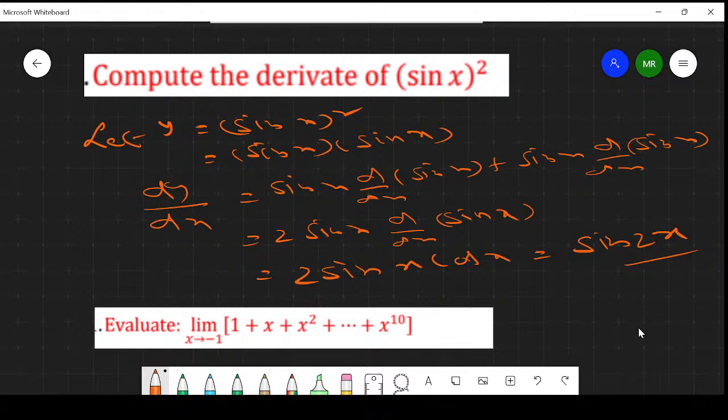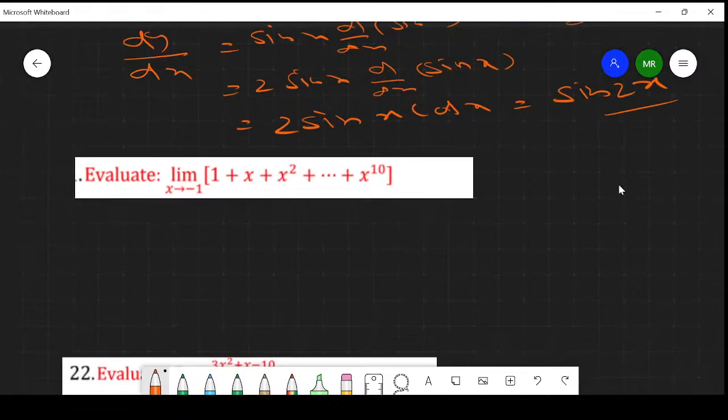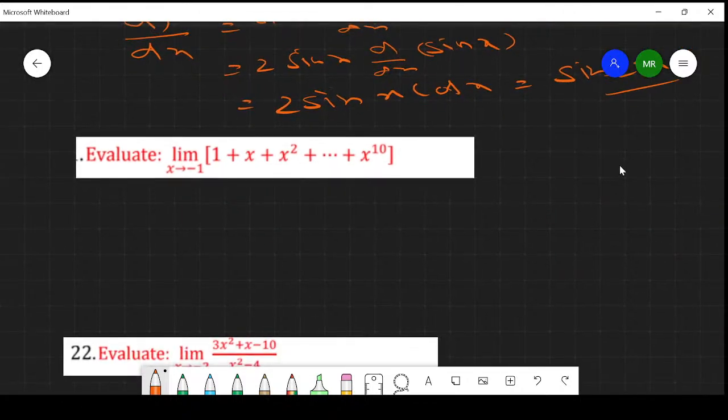Now I am going to do the second one. Limit x tends to minus 1 of 1 plus x square and so on plus x power 10. See this problem, just observe here. When they give it like this, I can substitute the limit directly.